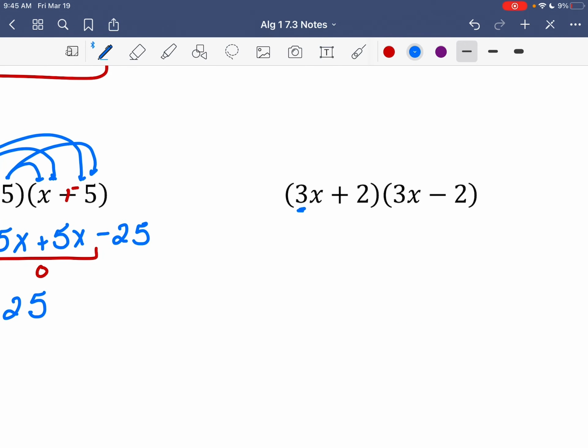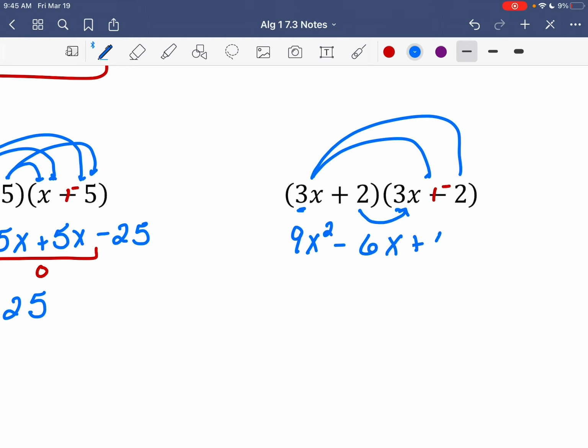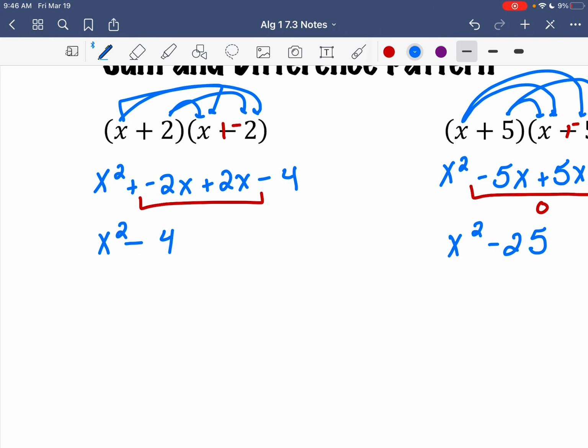Now here we've got a 3 on the x. Let's see if it does it. 3x times 3x is 9x to the second. 3x times negative 2 is negative 6x. 2 times 3x is positive 6x. 2 times negative 2 is negative 4. Look what happened, the middle term, negative 6x, positive 6x, those add again to 0, leaving 9x squared minus 4. Again, those middle terms disappeared.